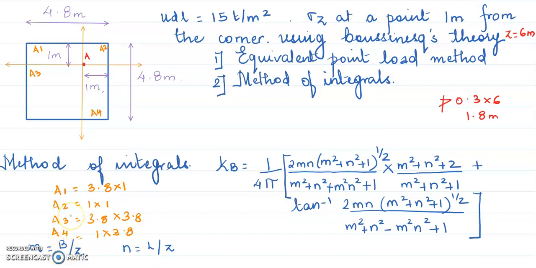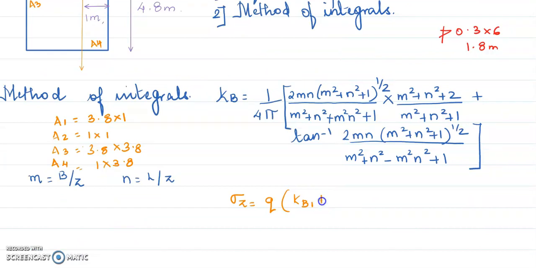Okay. Then what is your equation for stress? Sigma Z is equal to Q into KB1 plus KB2 plus KB3 plus KB4. Now this is a very simple method, except for the fact that this equation is huge and remembering this under the stress of exams is slightly difficult.